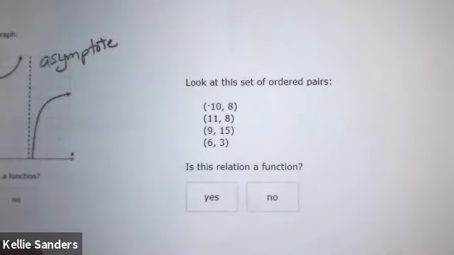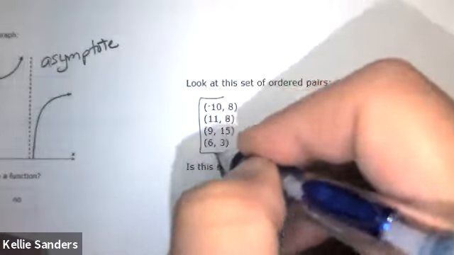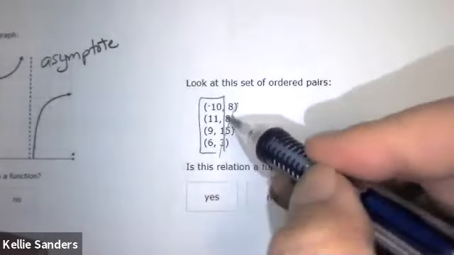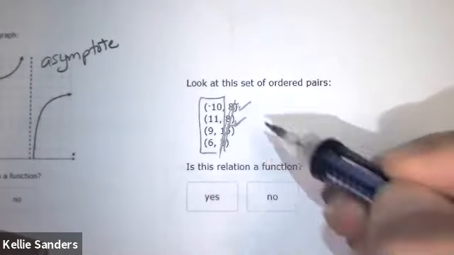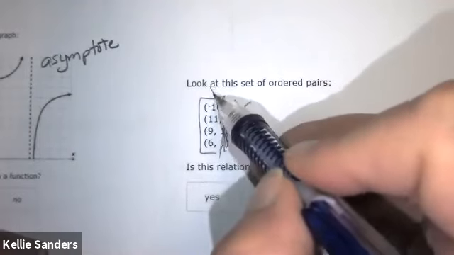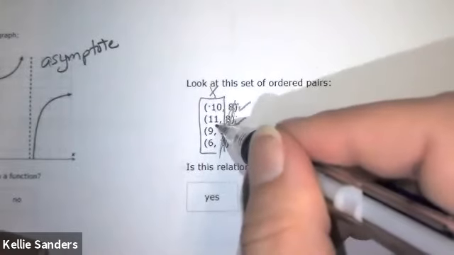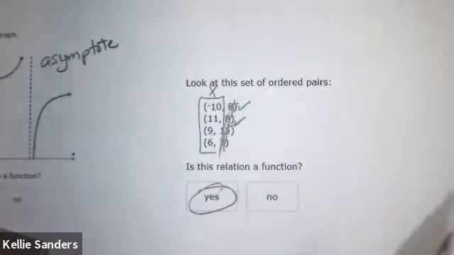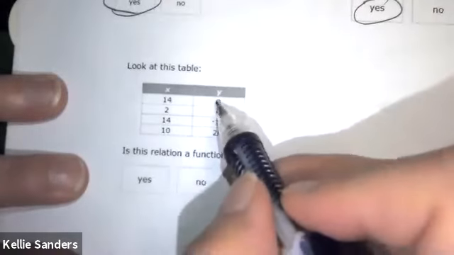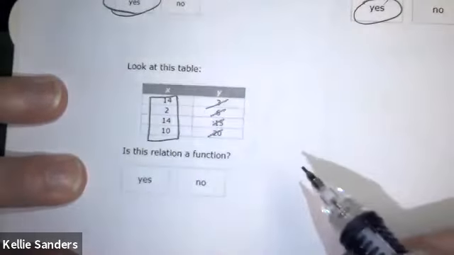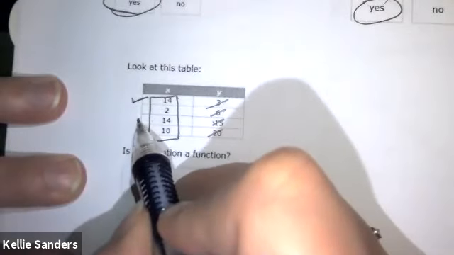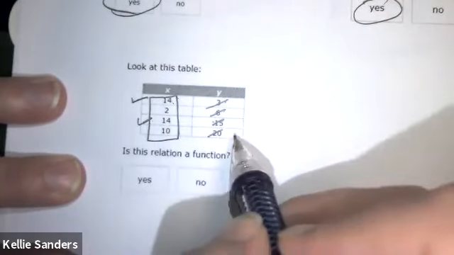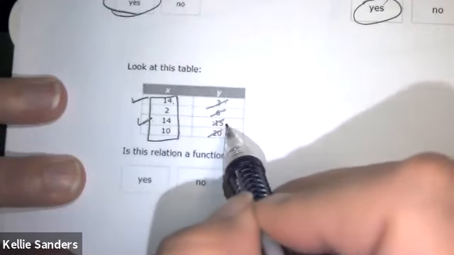These are the ones I like, because you really don't have to look at anything except the x's. The y's do not matter. Even though there are two 8s, it doesn't matter because those are the y's. All we are looking for are the x's. We have negative 10, positive 11, positive 9, and positive 6. None of those repeated. If they do not repeat, then it is a function. Now, uh-oh, we have a 14 and we have a 14. 14 goes to 3, and 14 goes to negative 15. The same x goes to two different y's, so the x's repeat, so it is not a function.